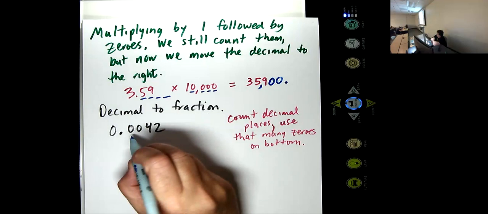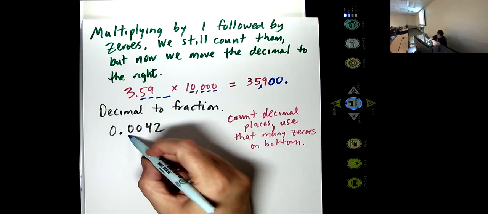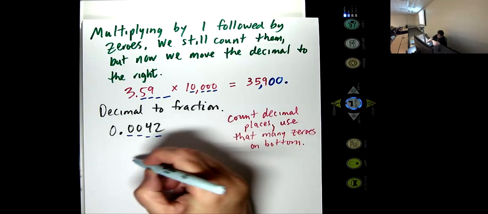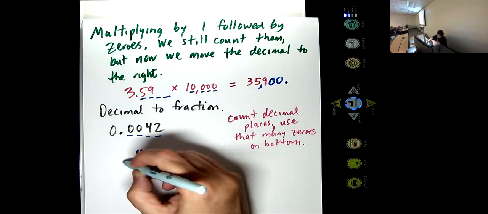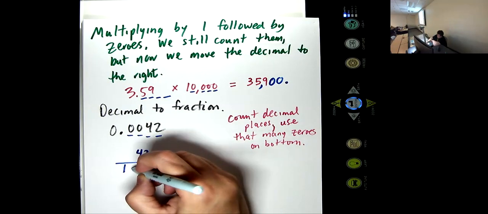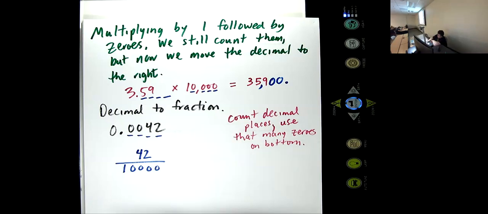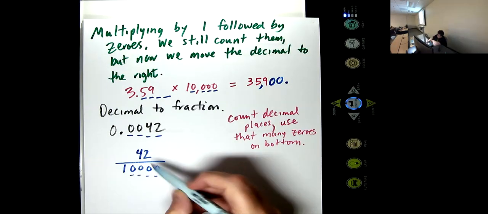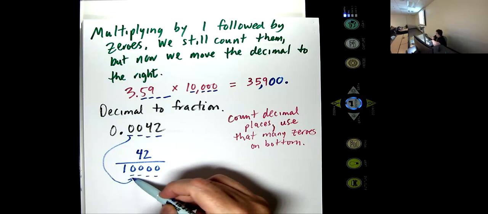So, I've got 4 decimal places here. I'm going to put 42 on top and a 1 followed by 4 zeros on bottom. Those zeros match the decimal places up above.